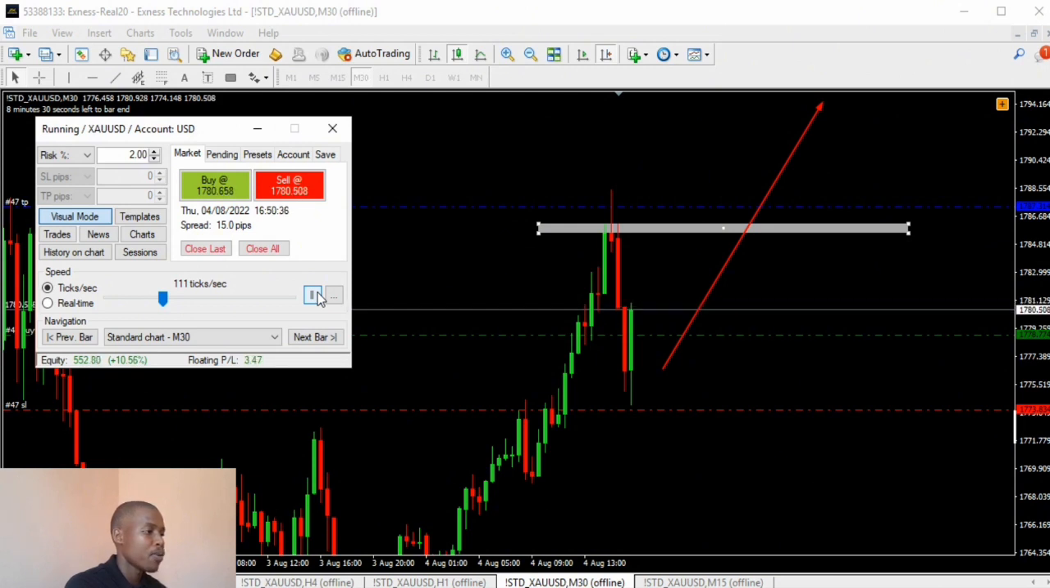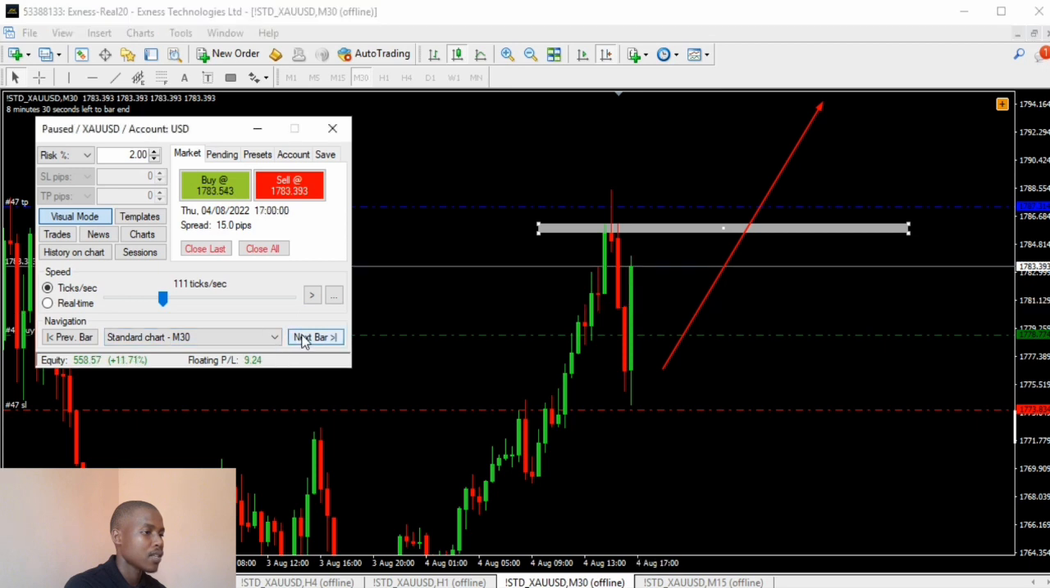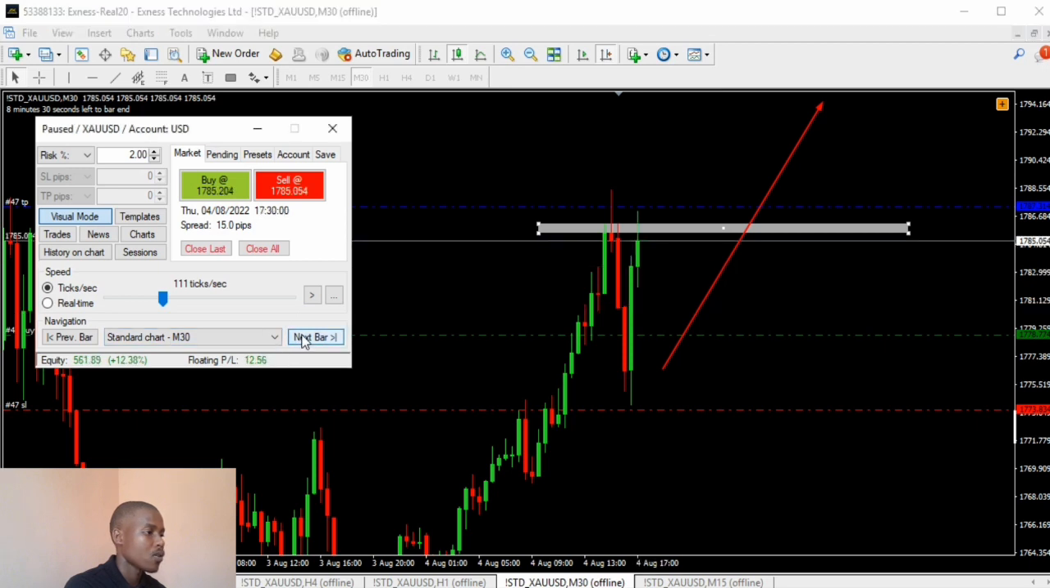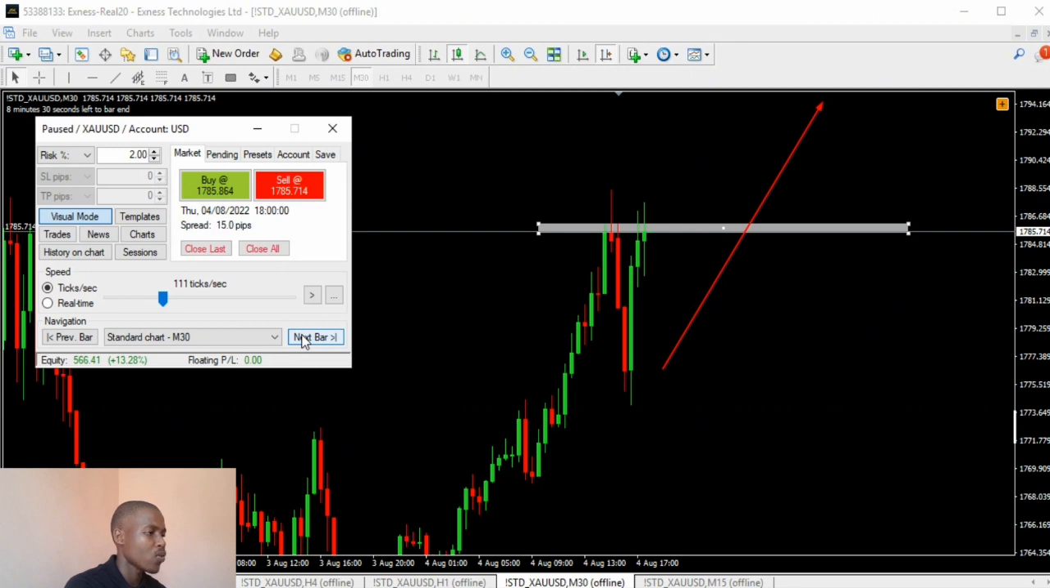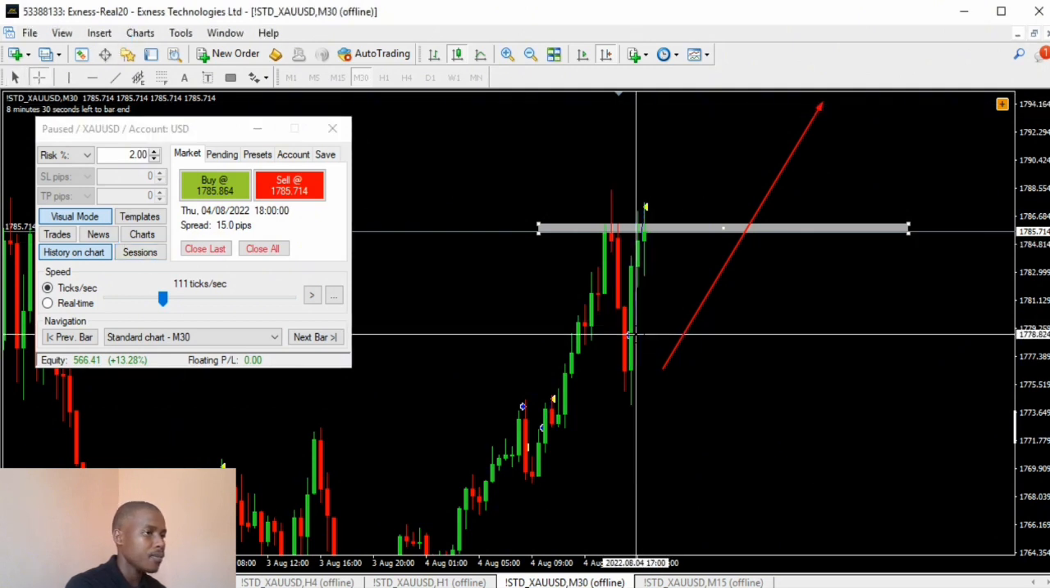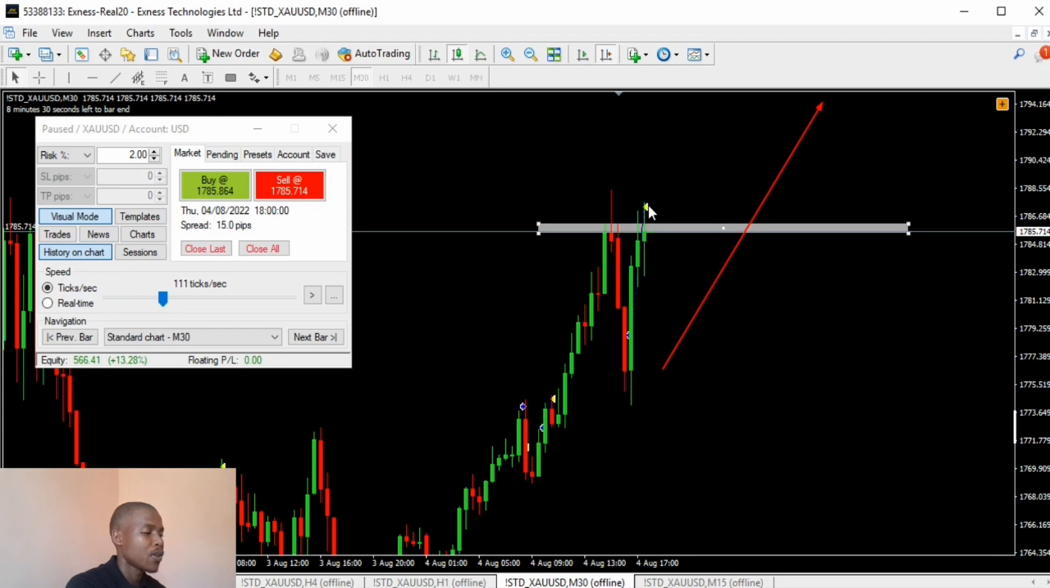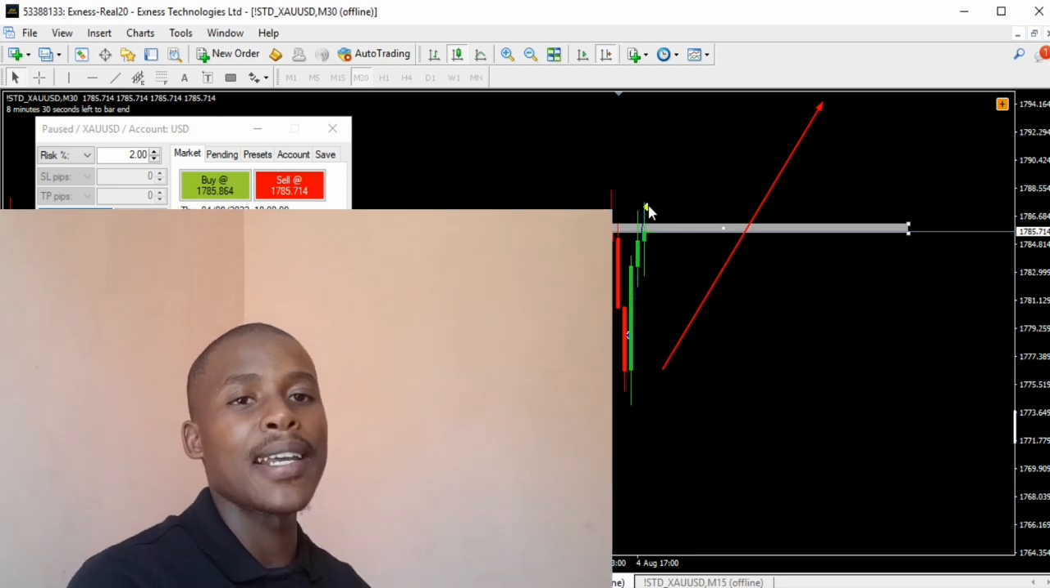You can see it broke the low of the previous candle. You see, now it's moving all the way. Let's first execute this and see how it moved. Ooh, already in profit. Ooh, it took us up. You can see right here, out here we gained like 85 pips on gold.